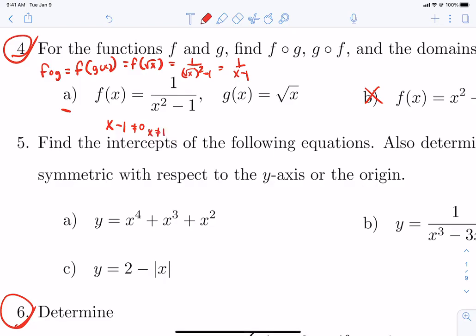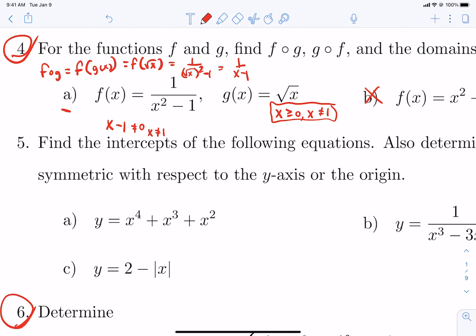But then we also have to look at what function we started with. We started with the g function, and the g function is a square root function. So x has to be greater than or equal to 0. But we also know, remember, that from the final version that x is not allowed to equal 1. So the domain is any value greater than or equal to 0 except for 1.